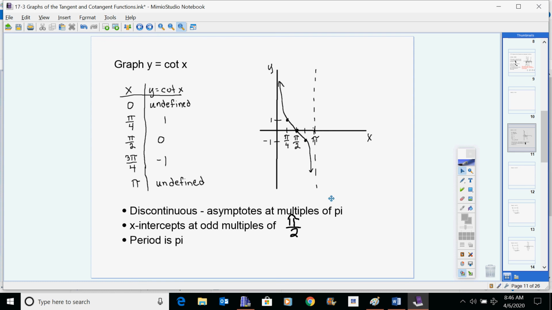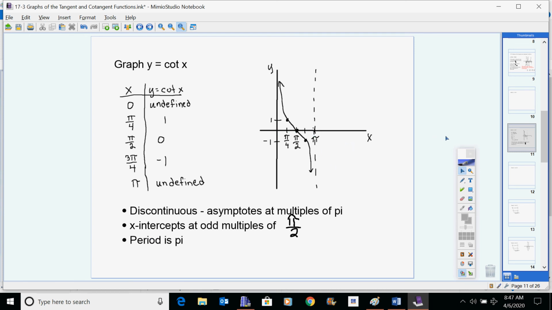It's just really hard to draw in very accurately, but I do want you to make sure that you have your 0, you have the 1, and you have the negative 1, or a variation on that when we have stretches or compressions. Also it's discontinuous. Also, the x-intercepts are important. They happen to be at the odd multiples of pi over 2. And the period is also pi in length.